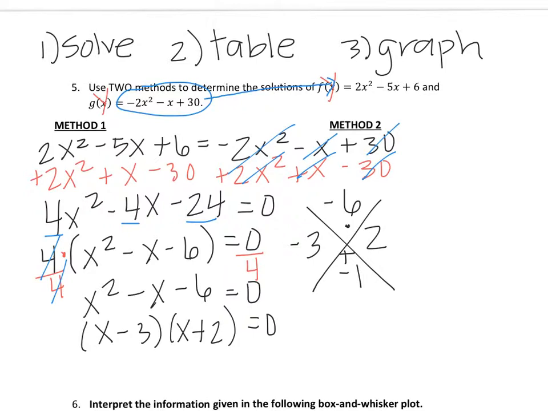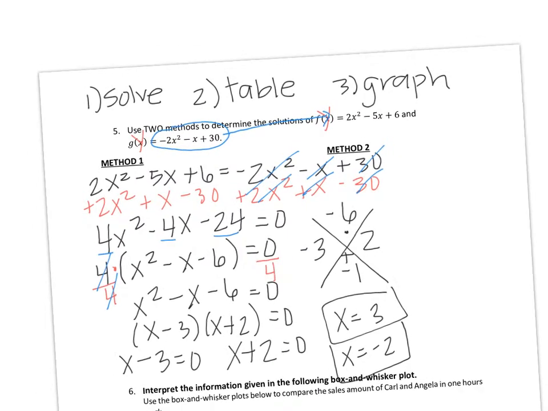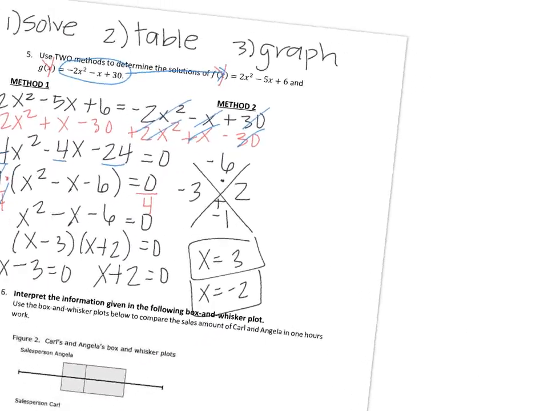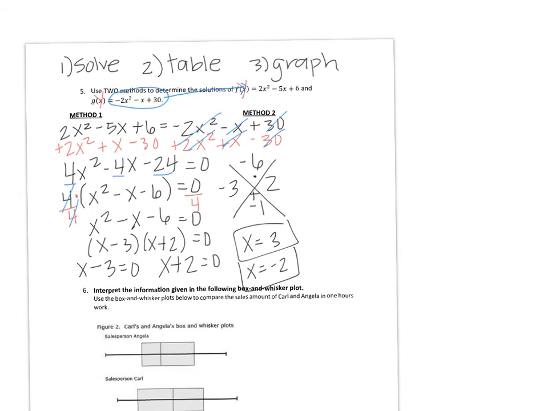Using the zero product property, I can set each factor equal to 0. And that's going to give me x equals positive 3 and x equals negative 2. Once I find my x values, I'm going to want to plug my x values into those equations. So I'm going to choose f of x since a is positive.